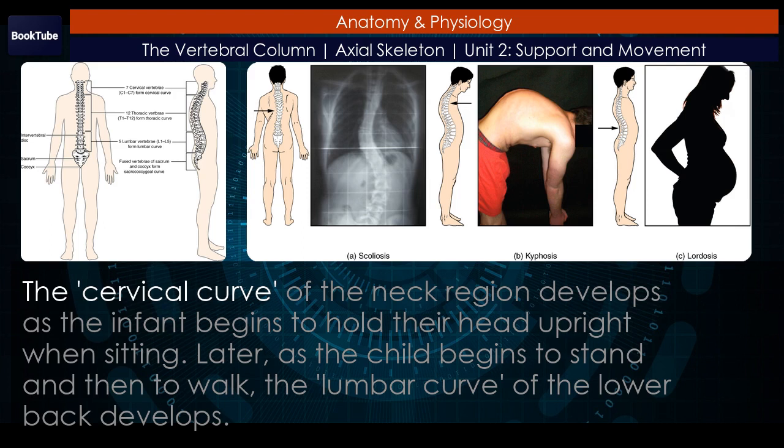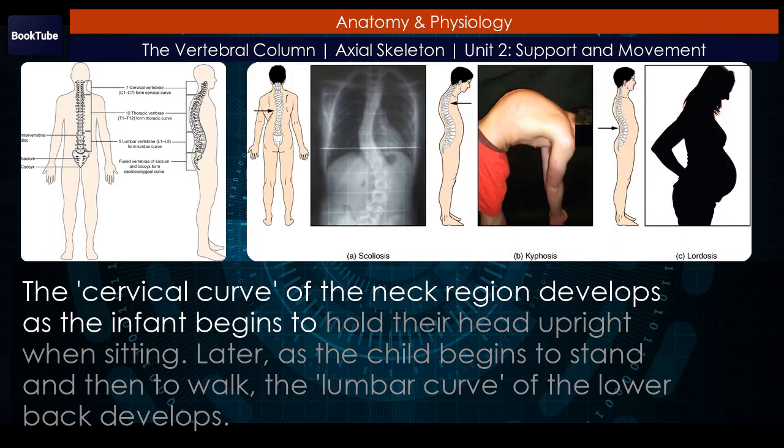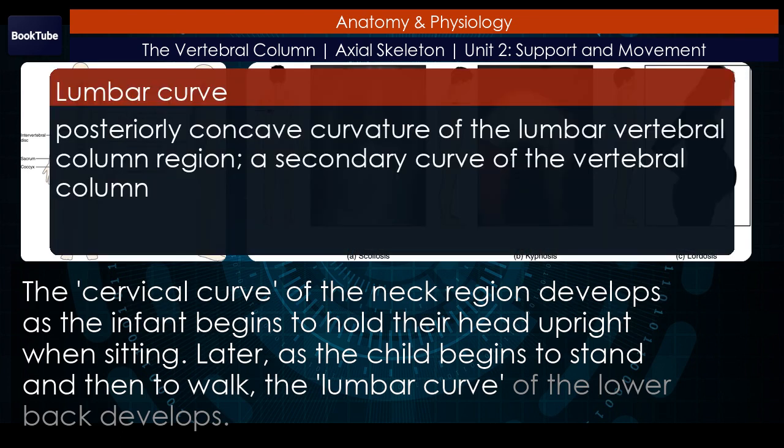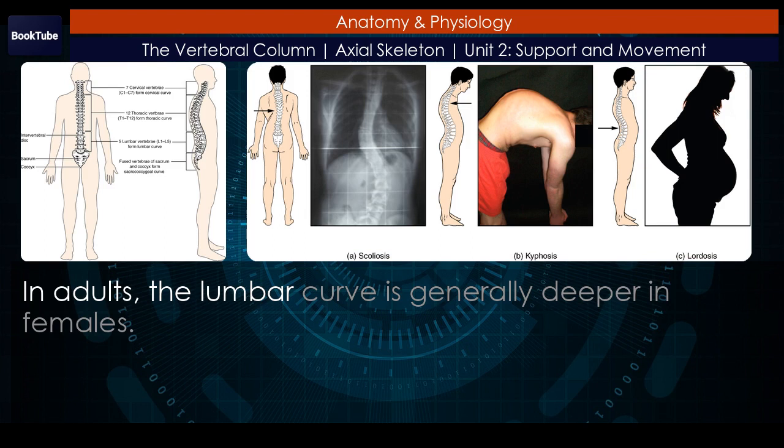The cervical curve of the neck region develops as the infant begins to hold their head upright when sitting. Later, as the child begins to stand and then to walk, the lumbar curve of the lower back develops. In adults, the lumbar curve is generally deeper in females.